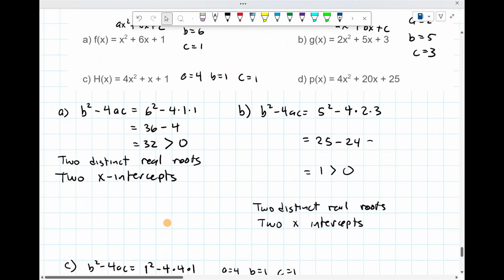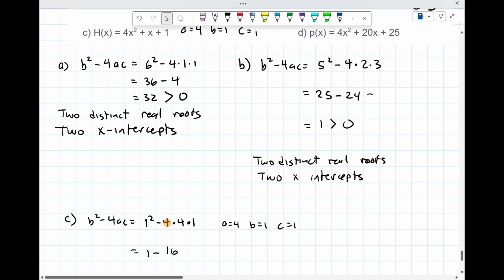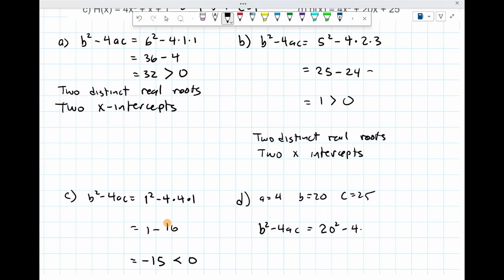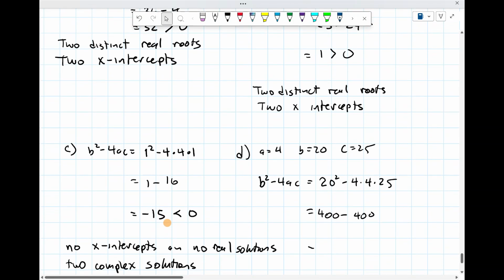All right, let's do the last one, which is right here. I'm going to erase some of this stuff so we have some more room. And notice that in this case, A is equal to 4, B is equal to 20, C is equal to 25. So our discriminant, b squared minus 4ac, is equal to 20 squared minus 4 times 4 times 25. This ends up being 400 minus 400, which is equal to 0.